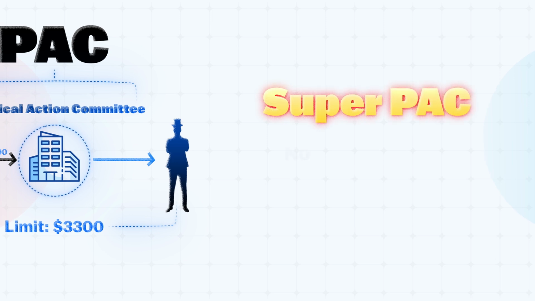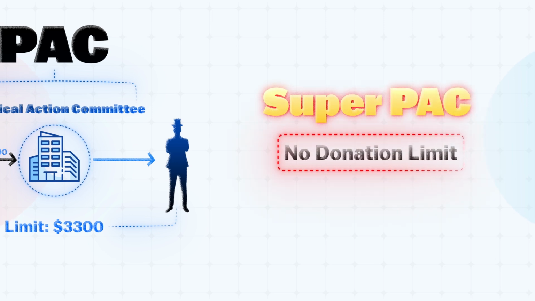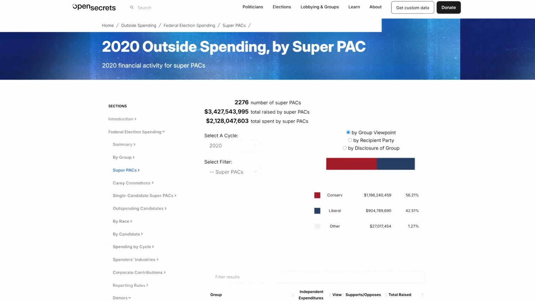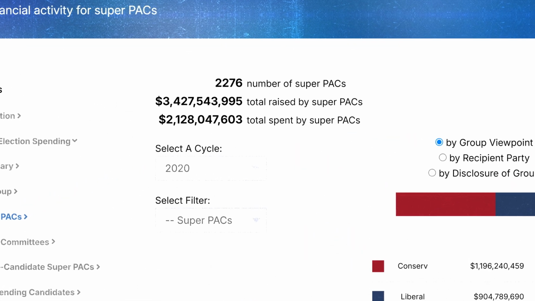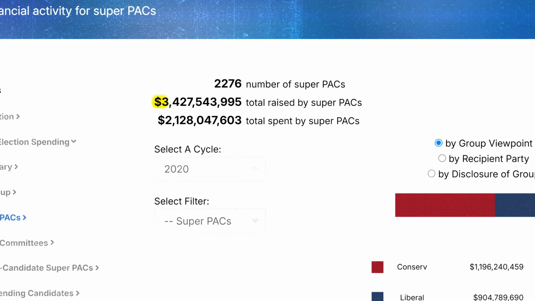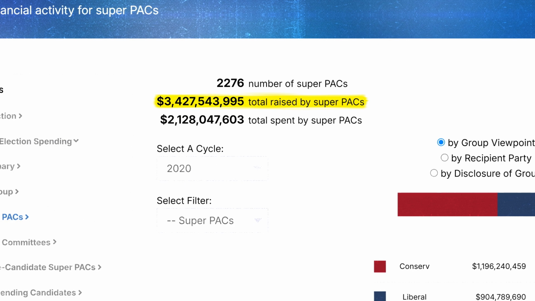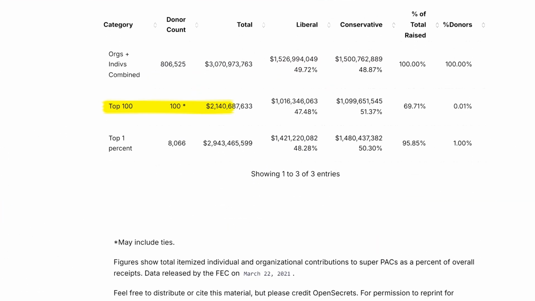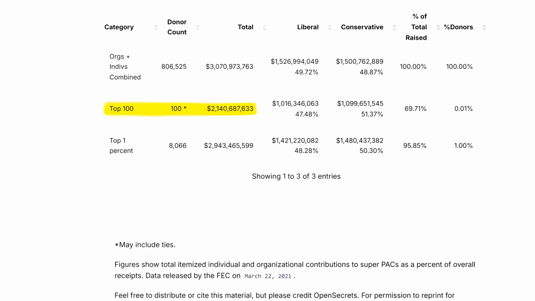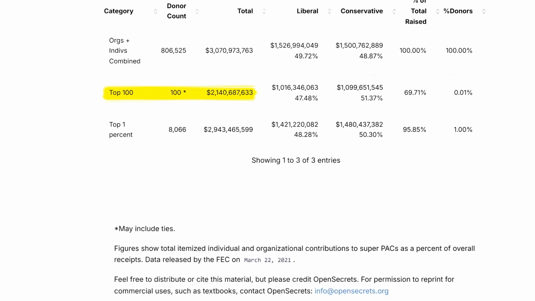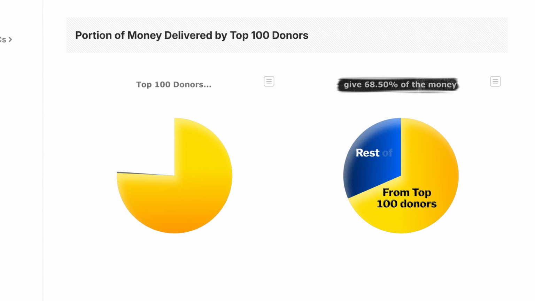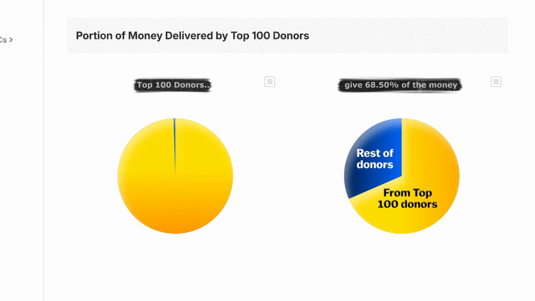Unlike a PAC, a super PAC doesn't have a maximum donation limit, so you can donate millions or even billions without any legal restrictions. For example, in the 2020 election cycle, super PACs raised a record $3.4 billion, with $2.1 billion of that only coming from the top 100 donors. That's insane! Over 2/3 of all money that was raised came from just 100 donors.